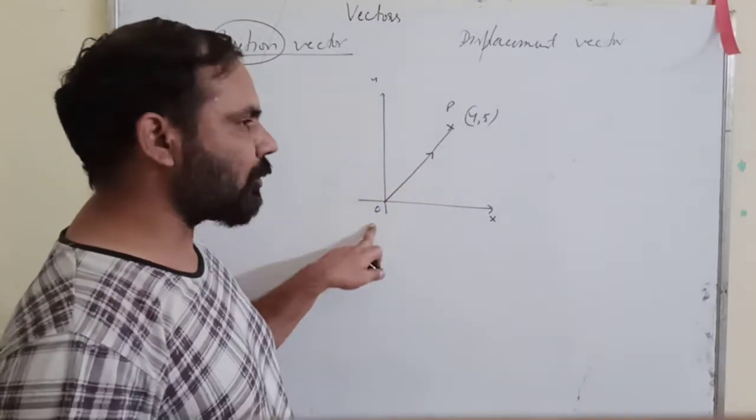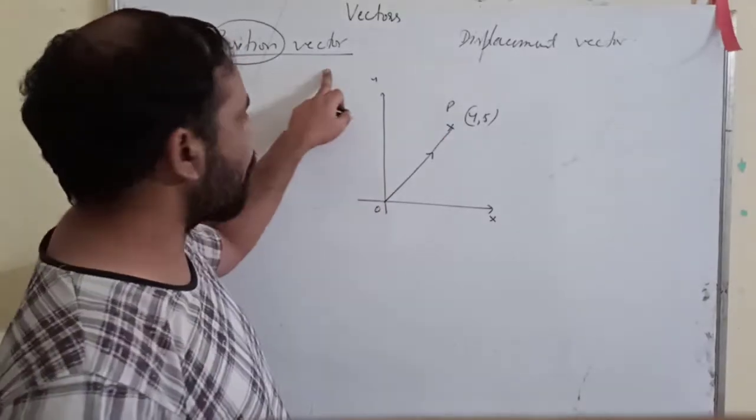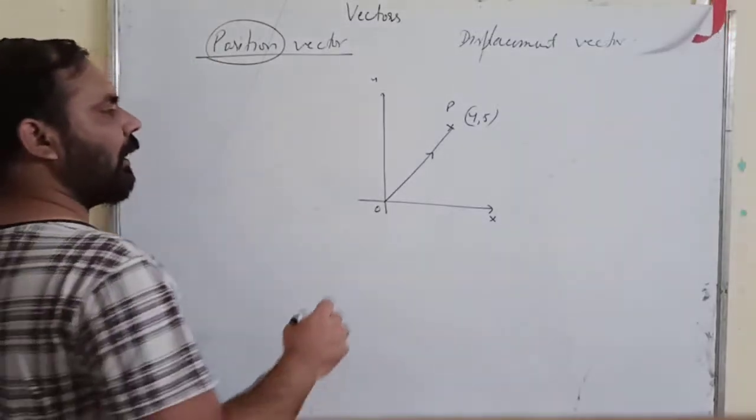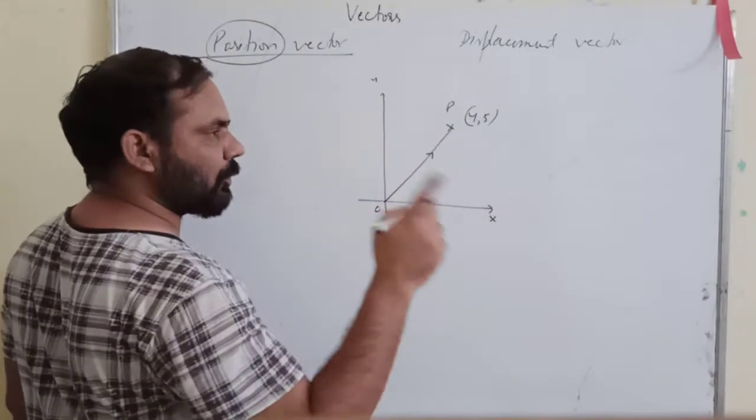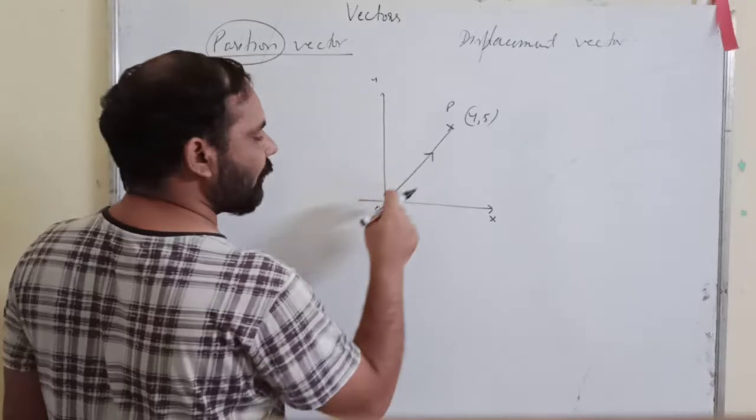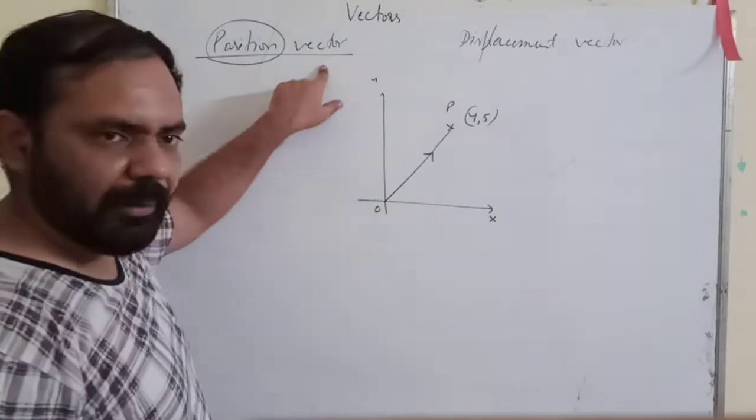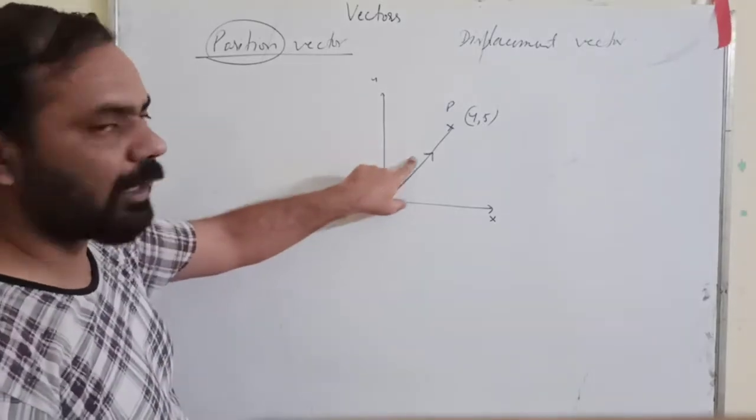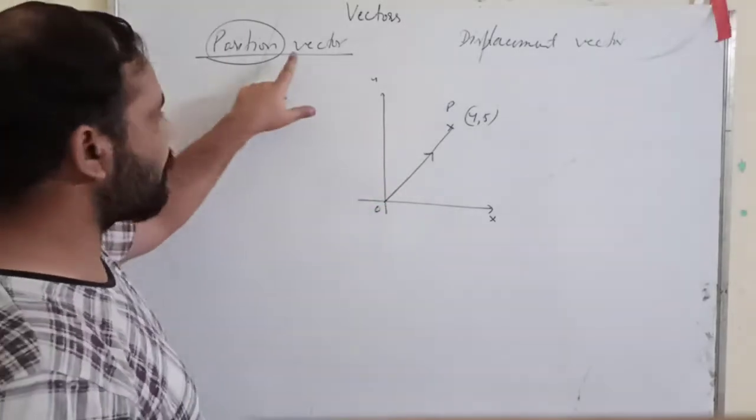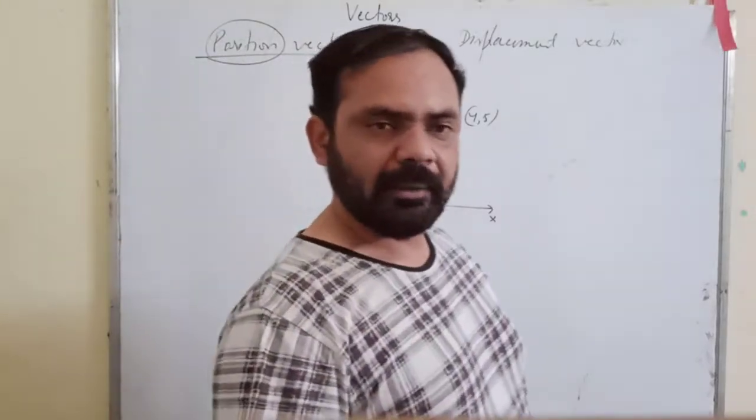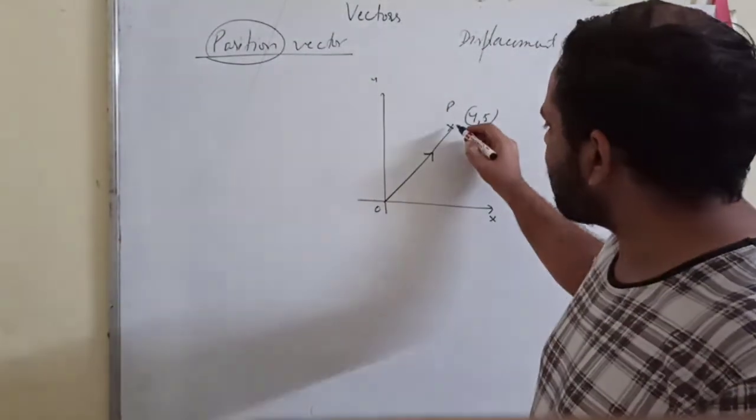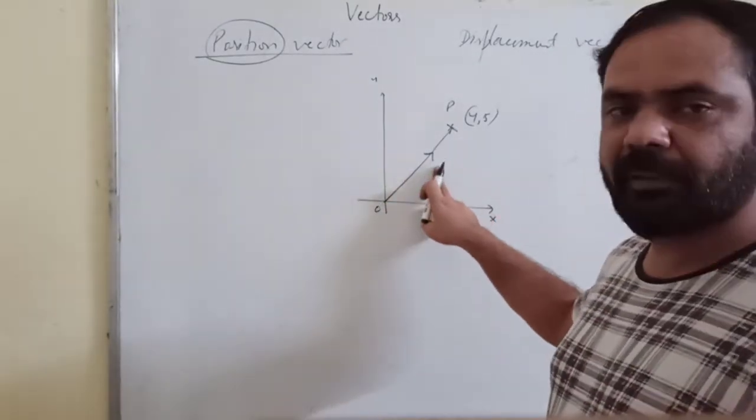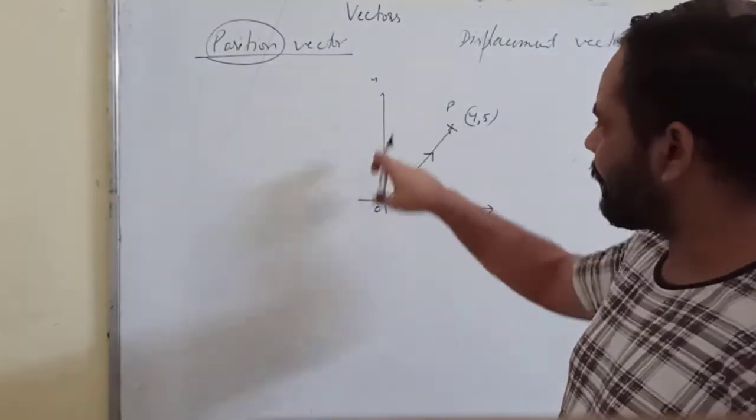This vector that joins origin to the point is called the position vector, and the direction of this position vector is unique. What is that? Always away from the origin. Since this is a vector, it must have a unique direction, and that unique direction is always away from the origin. Remember this. Position vector is a vector that gives the shortest distance of the point from the origin, and the direction is always away from the origin. Okay, this is your position vector.